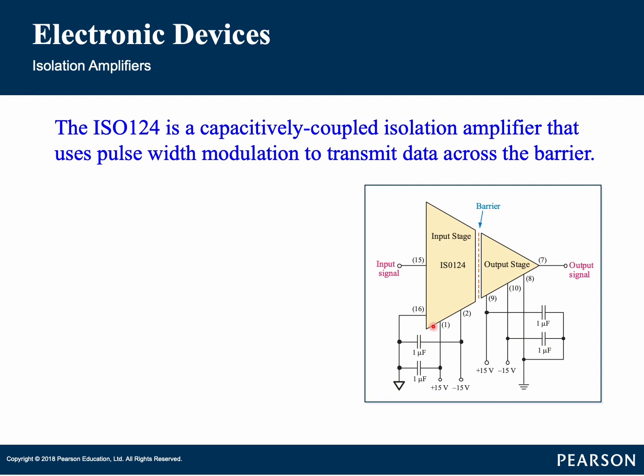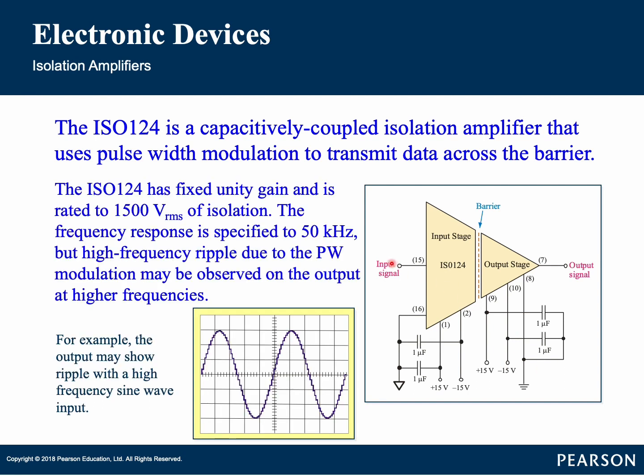The ISO124 is an integrated circuit isolation amplifier. It has a voltage gain of 1 and operates on positive and negative DC supply voltage for both stages. The ISO124 is a capacitively coupled isolation amplifier that uses pulse width modulation to transmit data across the barrier. The frequency response is specified to 50 kHz, but high frequency ripple due to the pulse width modulation may be observed on the output at higher frequencies, where the output may show ripple with a high frequency sine wave input.